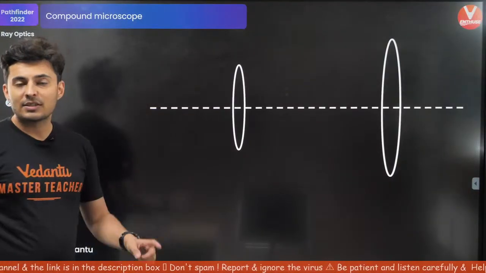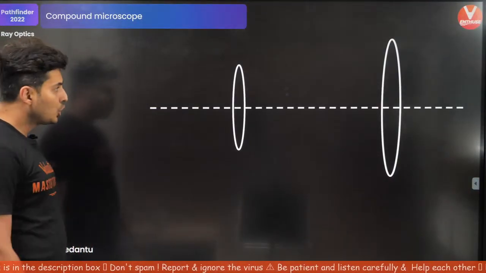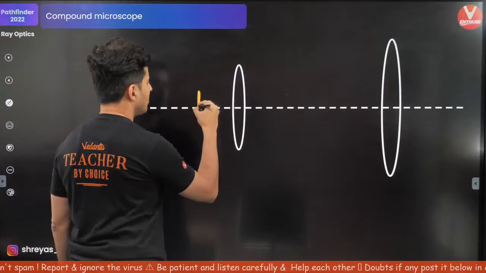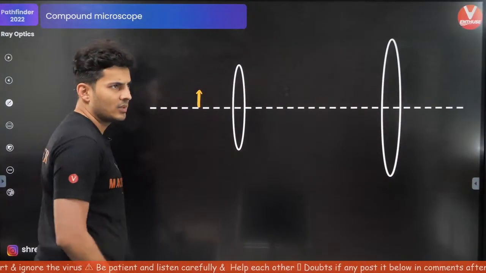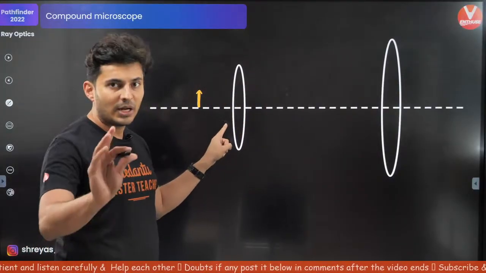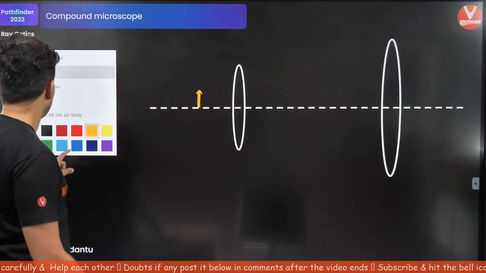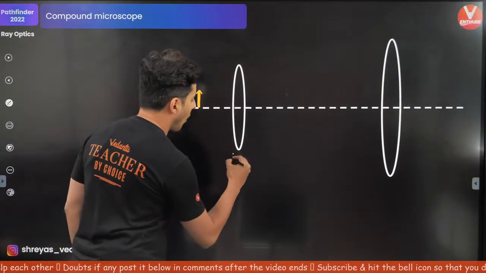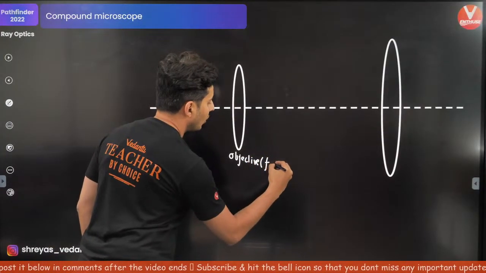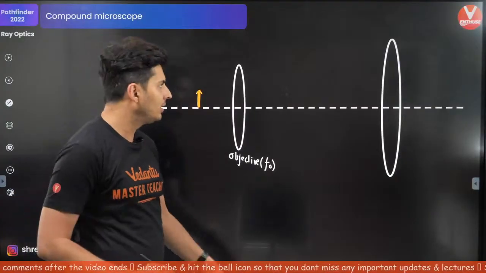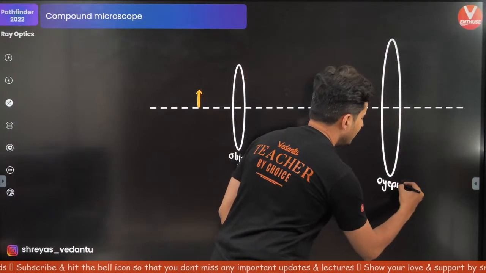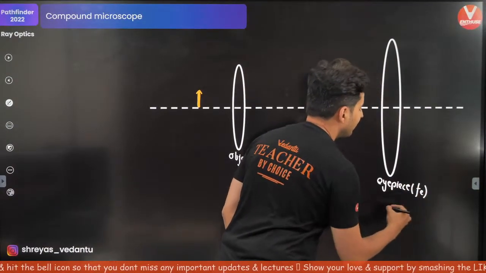Now, for a compound microscope, you will see that the object is placed very close to one of the lenses. These 2 lenses have particular names. This lens over here is called the objective lens. It has the focal length FO, which is generally very small. Then you have the eyepiece, which will have some focal length FE.